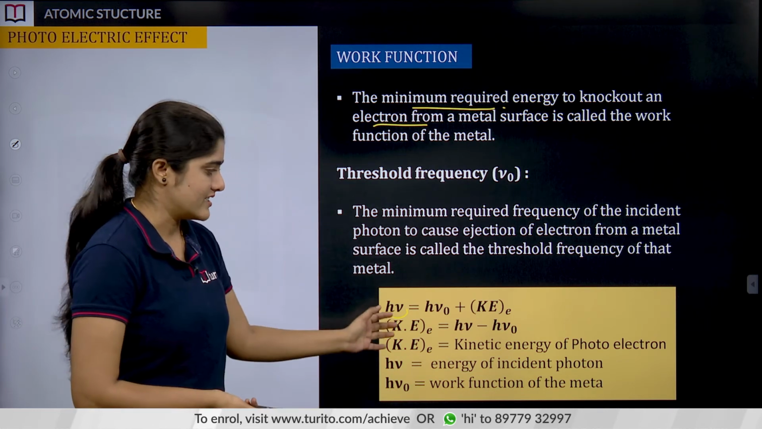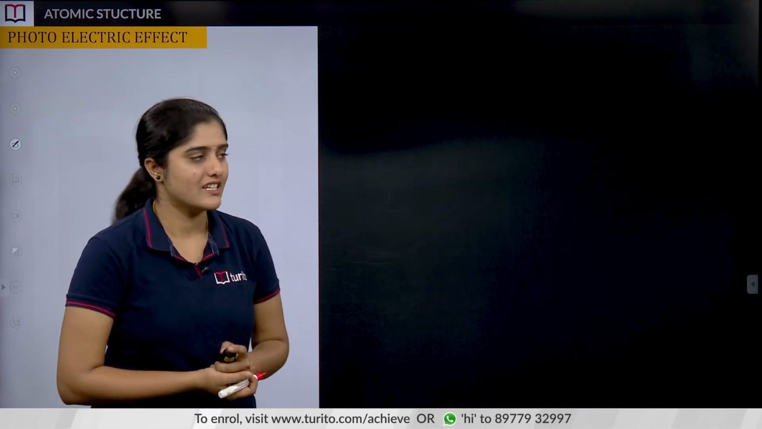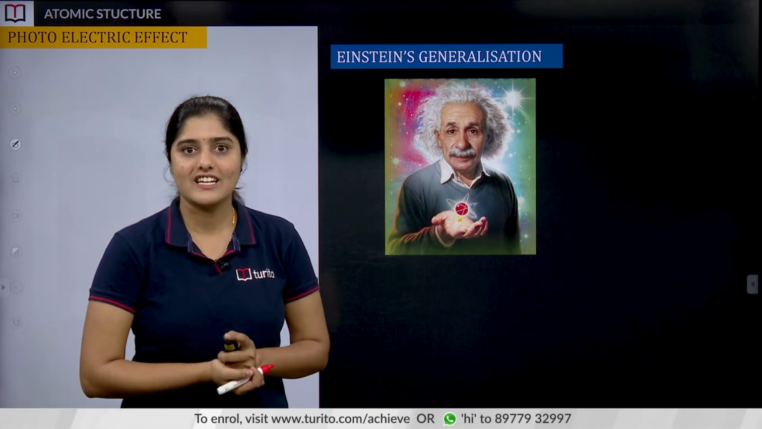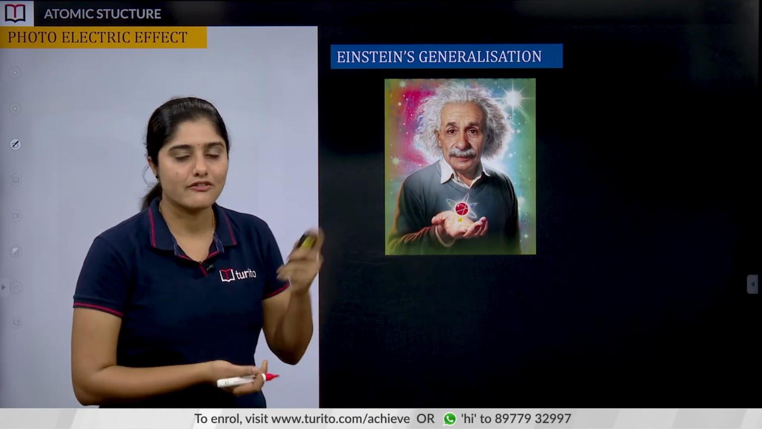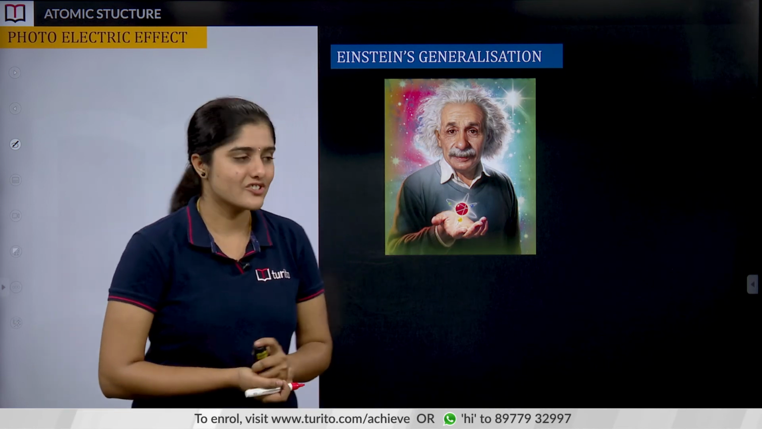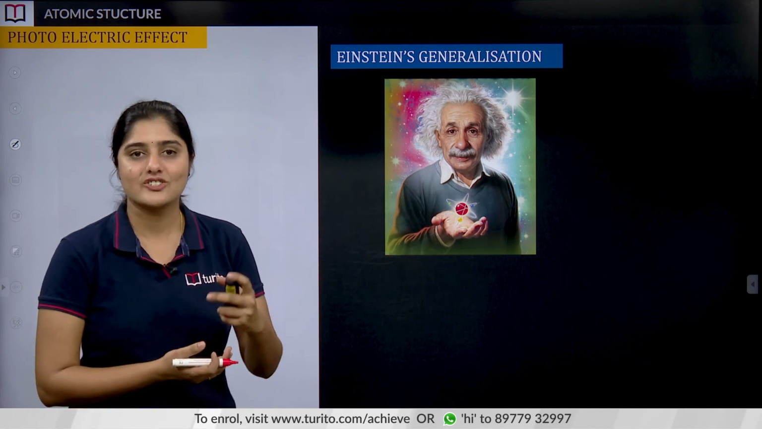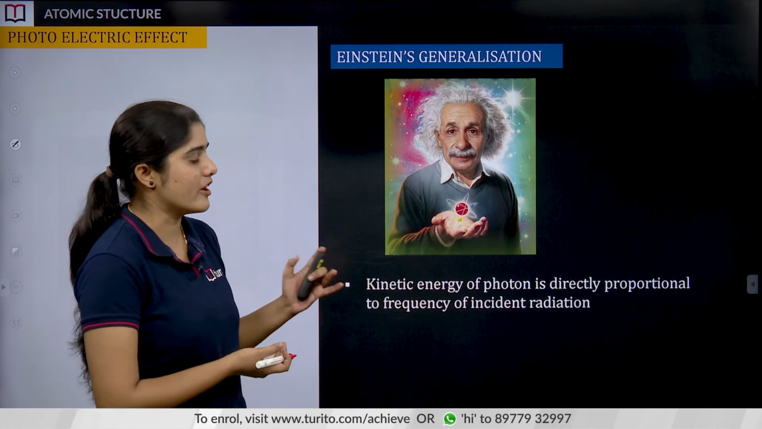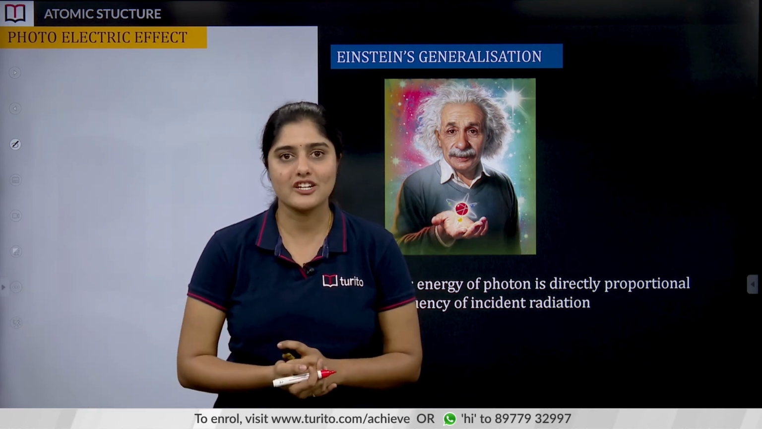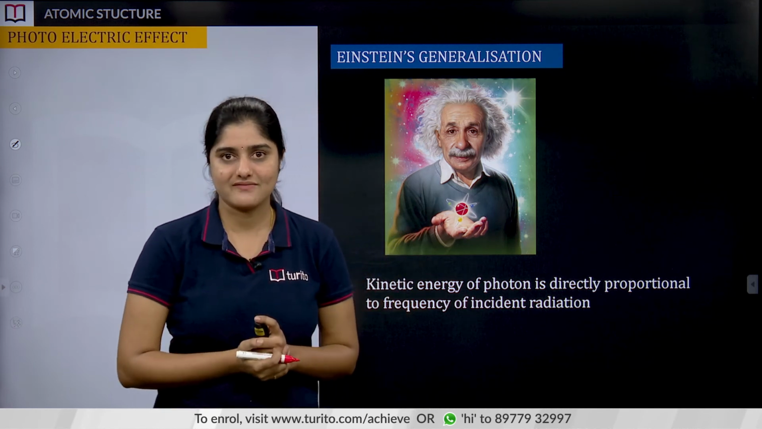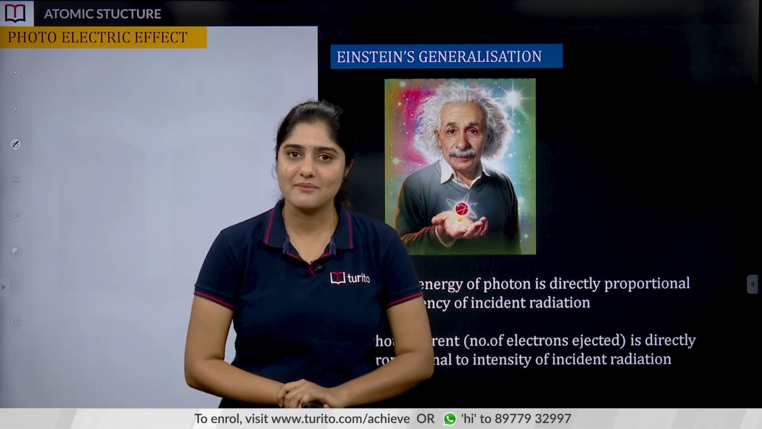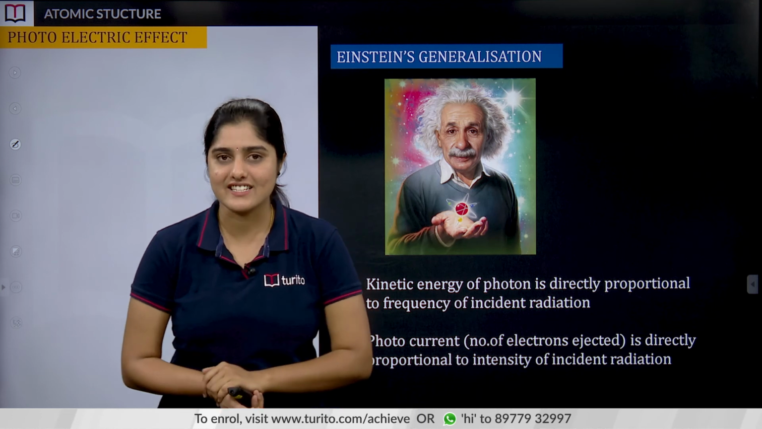After this, there is this scientist named Einstein, a very well familiar one. He has given the explanation for the photoelectric effect, and for this explanation he was awarded the Nobel Prize. He used the particle nature of light to explain this concept, and the main important points are that the kinetic energy of the electrons is directly proportional to the frequency of light incident, and the number of electrons ejected or photocurrent is directly proportional to the incident intensity.